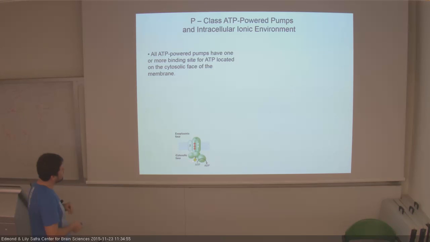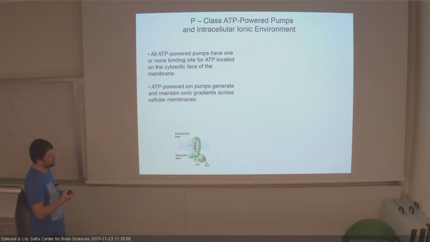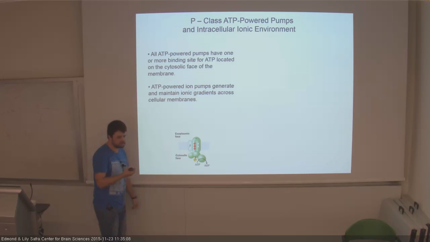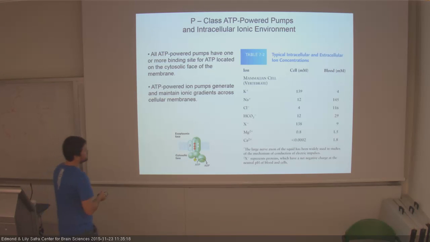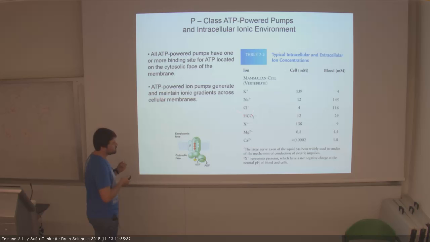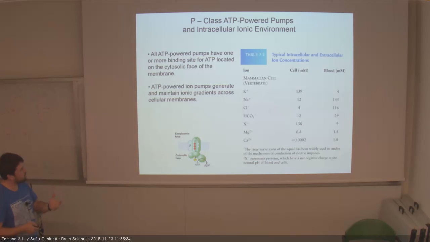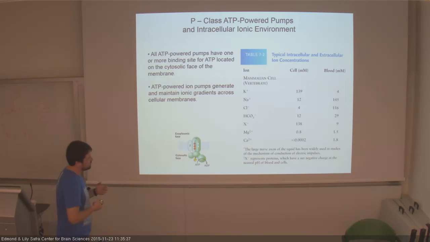And these pumps have these binding sites in the intracellular or cytosolic phase of the membrane. And these are the main reason that we see differences in ion concentration between the extracellular part of the cell and the intracellular part of the cell. When we talk about ion concentration, what is important to remember is that potassium ion is highly concentrated inside the cell, and the sodium ion is highly concentrated outside the cell. And this is true for almost all cell types, these concentrations are more or less the same, and specifically also in neurons.